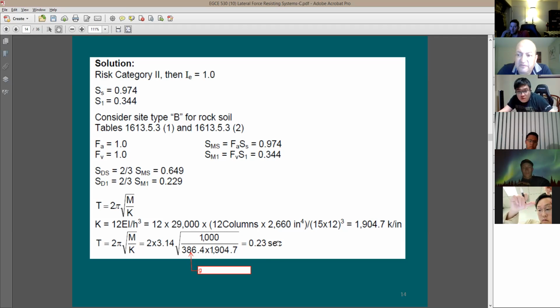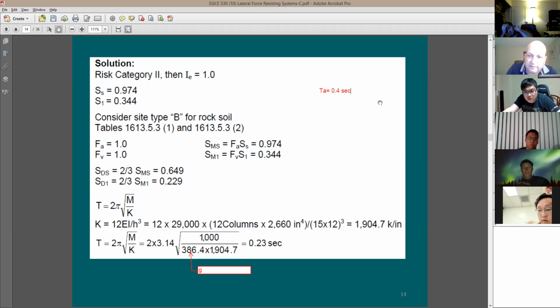If you have a really stiff building, let me put this assumption, just an assumption. T accurate equals, we can say here, let's say 0.4 seconds. T exact, which is accurate based on this analysis, let's say 0.2 seconds. C sub U equals 1.4.